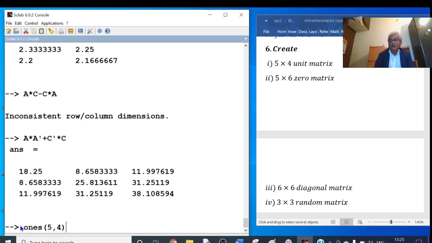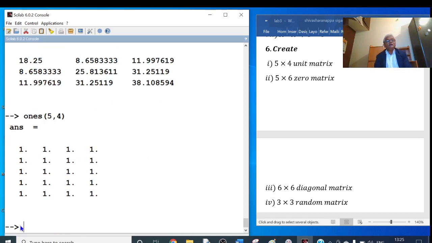If I enter, what am I getting? See, I am getting a 5 by 4 matrix, all of whose elements are equal to 1. So ones(5,4) creates a matrix of order 5 by 4 whose elements are equal to 1. Next, the zero matrix consisting of all zeros. Same method here.